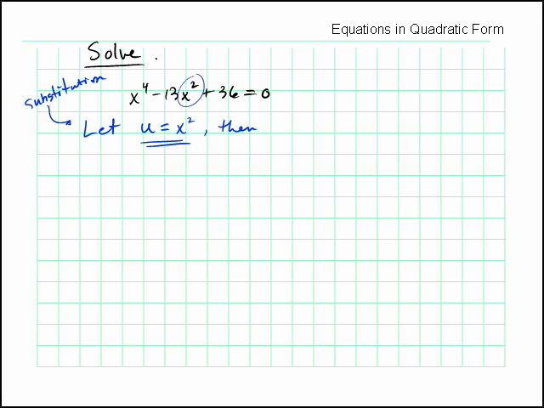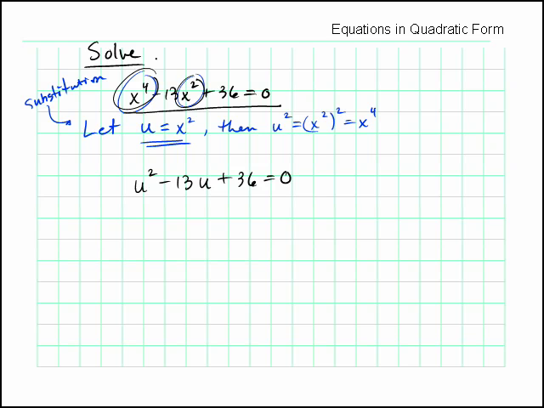If u equals x squared, then u squared would be x squared squared, in other words, x to the fourth. And so this is u squared. So I can rewrite this equation in quadratic form as u squared minus 13 times x squared, which is u, plus 36 equals 0. It's now in quadratic form. We're not going to leave it in terms of u's. At the end, we'll convert back to x's.